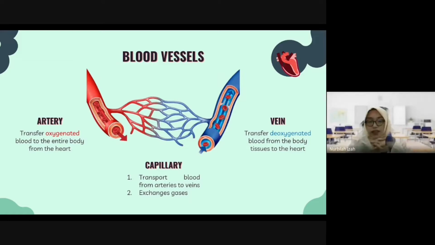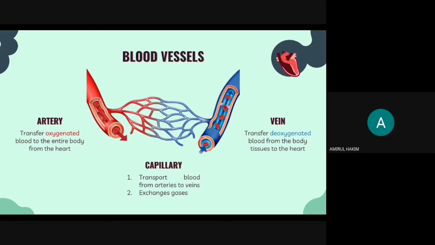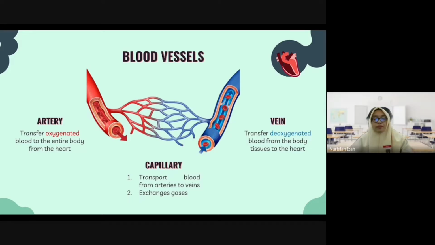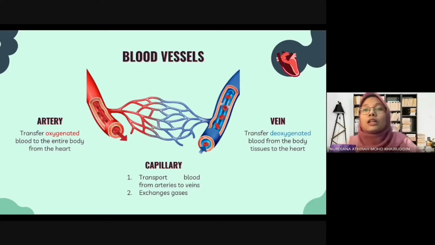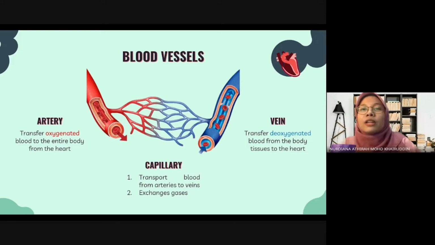Blood vessel. Very good. So what is blood vessel in BM? Salur darah. Yes, exactly. So what's the main function of blood vessels then? To transport blood, teacher. Yes, very good. Excellent, Farhana. As you can see on my slide, there are 3 types of blood vessels. We have artery, capillary, and also vein. But all these 3 blood vessels have different functions.